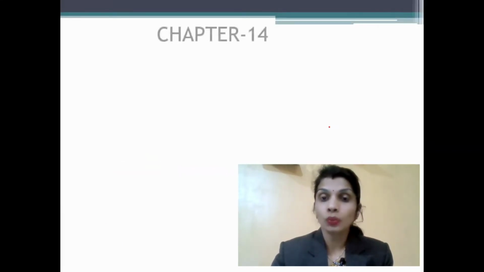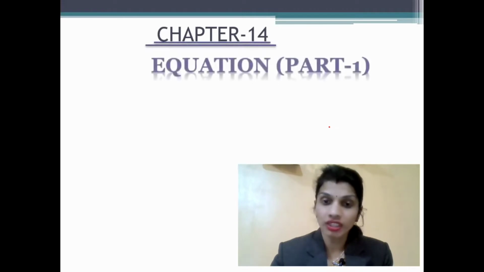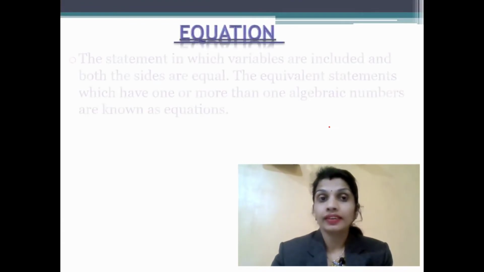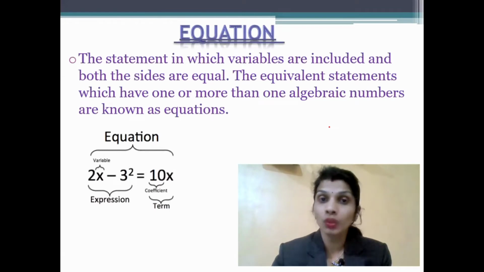In this class, we are going to discuss our chapter 14, which is equations. Now, equation. By the term, what do you mean? It means a statement in which variables are included and both the sides are equal. The equivalent statement which has one or more than one algebraic numbers is known as an equation.